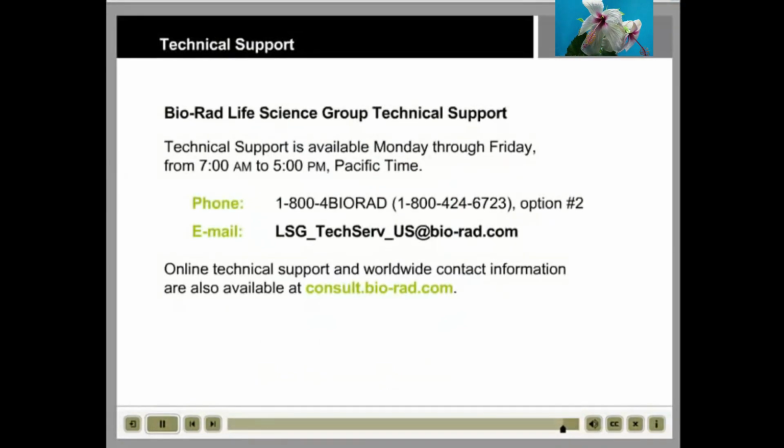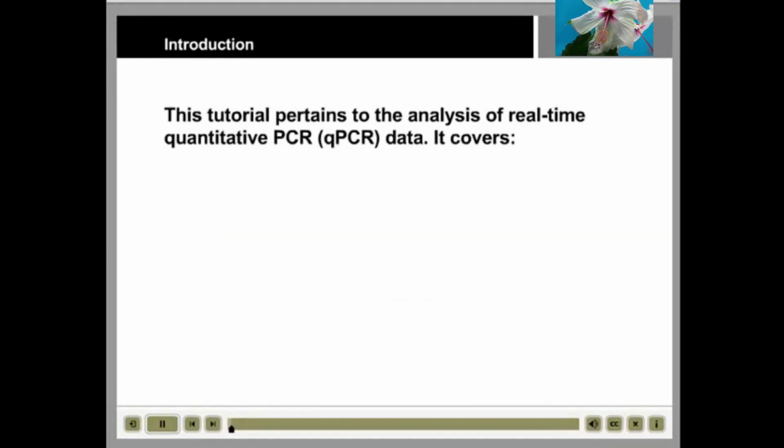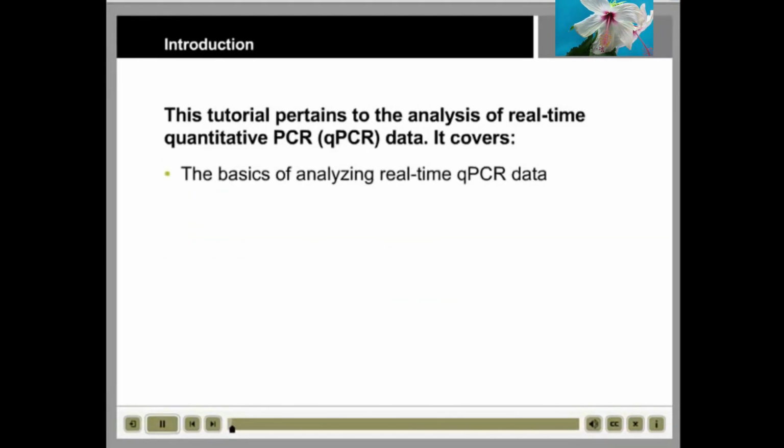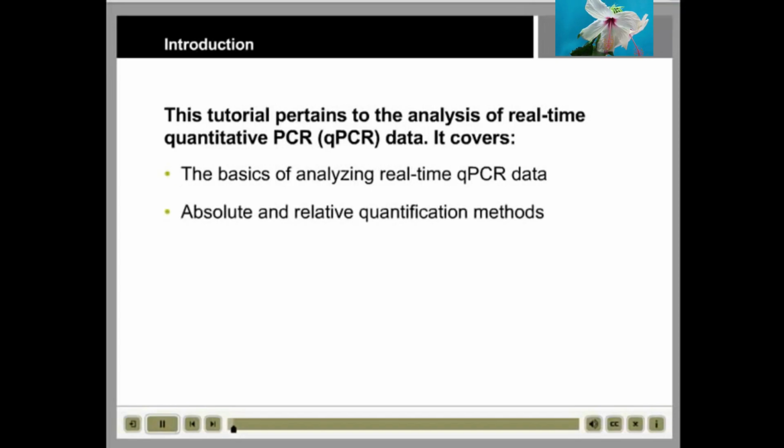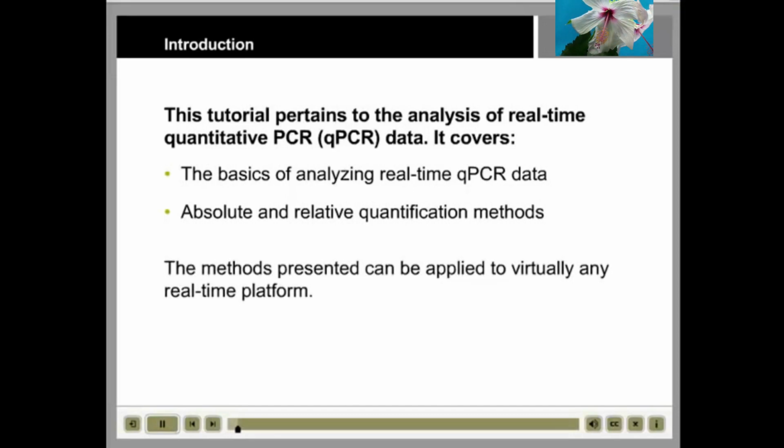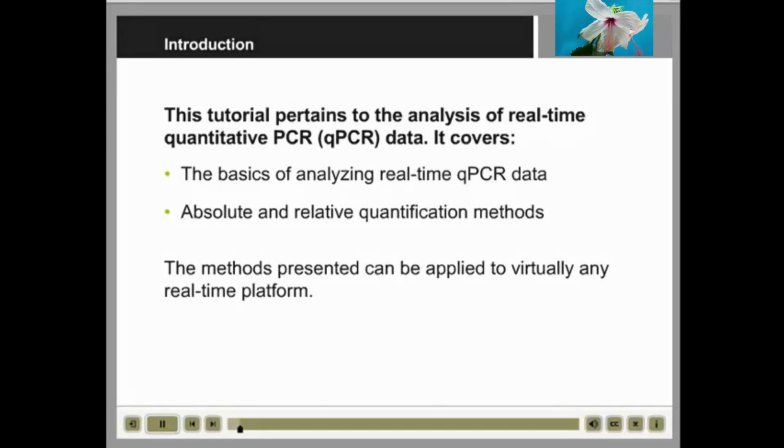This tutorial covers the basics of analyzing real-time quantitative PCR data. It includes information on both absolute and relative quantification methods. Real-time quantitative PCR can be performed on several different platforms, depending on the instrument you are working with. The methods presented here can be applied to virtually any real-time platform, including both the Bio-Rad and MJ systems.